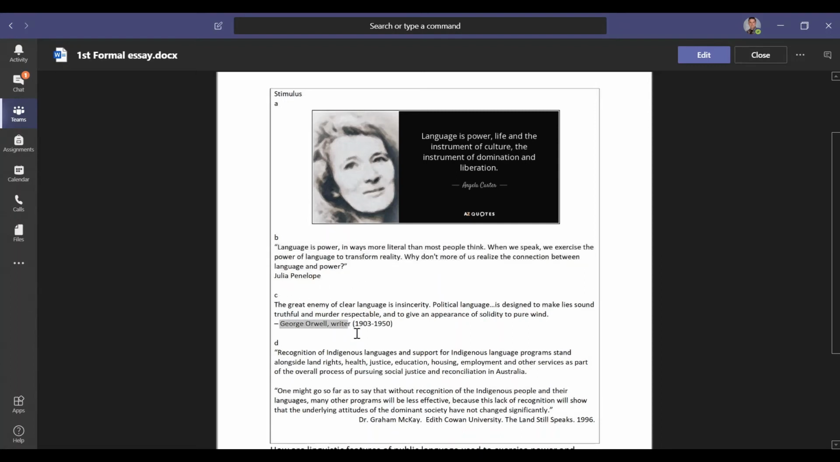This is George Orwell. He's a writer. He wrote 1984. He wrote some really interesting, odd things, and he was very critical of politicians and government. "The great enemy of clear language is insincerity. Political language is designed to make lies sound truthful and murder respectable, and to give an appearance of solidity to pure wind." So this is like the wind out of someone's mouth, and it appears to be good and solid and wholesome. So you could talk about political speak here.